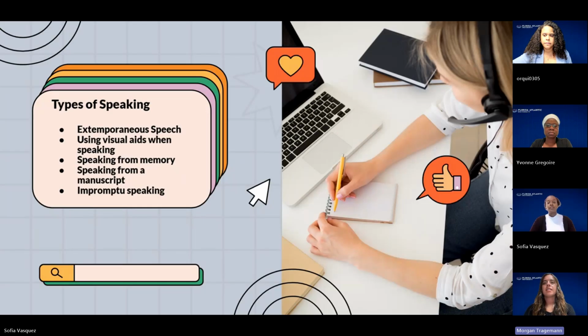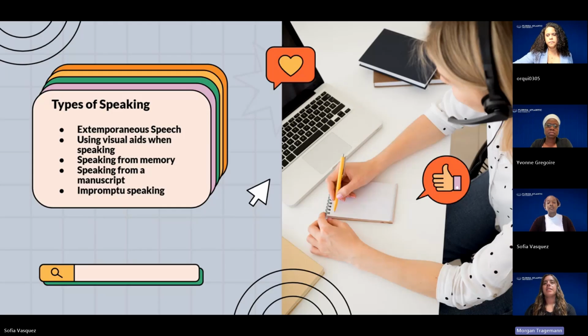Along with extemporaneous speech, there is speaking with visual aids. Examples of this type of delivery in patient relations may include a healthcare provider speaking with visuals such as ultrasound images, diagrams, or medication schedule charts.